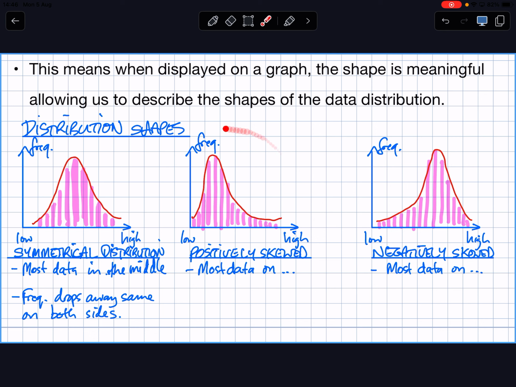This is tricky. People get stuck around this because the name of it is the opposite of what you would think. Where is most of the data in the positively skewed graph? Is it on the low end of the numbers or the high end? Low. It's the opposite of what you would think. Most data on the low end when it's positively skewed. And obviously the opposite would be the case for negatively skewed. Most data on the high end.